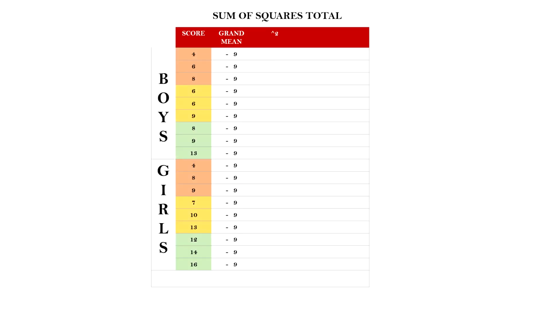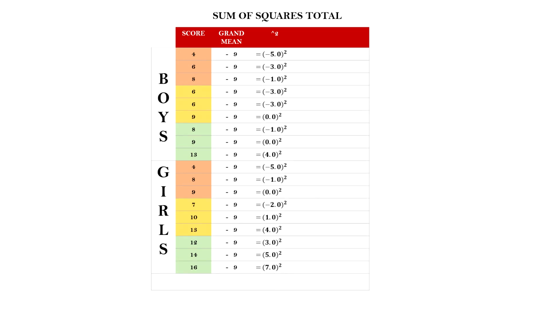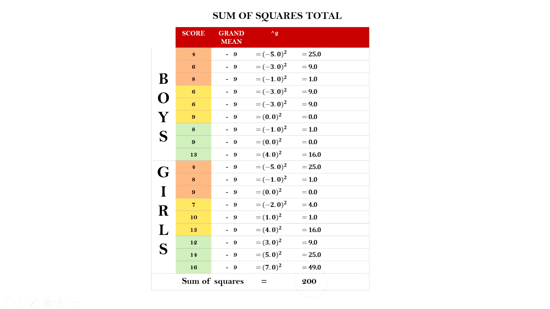We will be moving on to the sum of squares total before the sum of squares of both factors. So to get the sum of squares total, we have here the table. We have the formula of score minus the grand mean. So our grand mean is 9, and we have our scores, which is for the boys and the girls. We'll just compare it to the grand mean, which is 9, and then simply square it and we'll get this data. So after this data, we will be having 200, which is our sum of squares total.